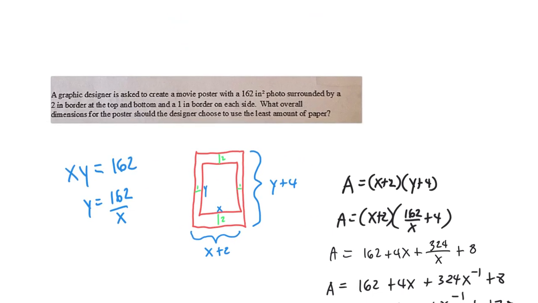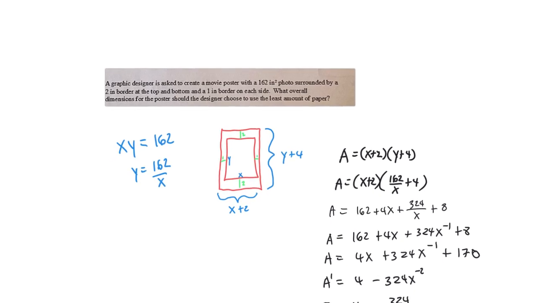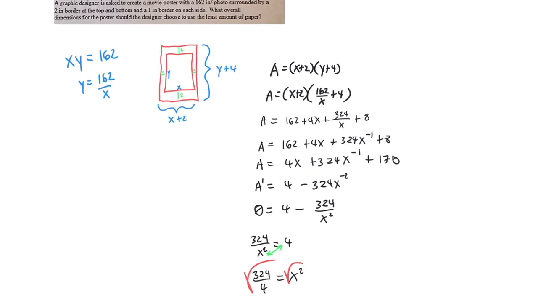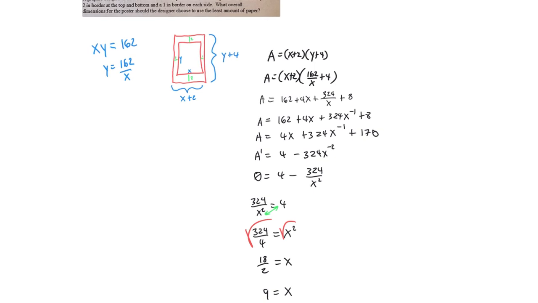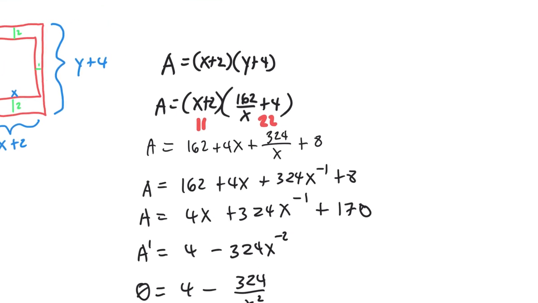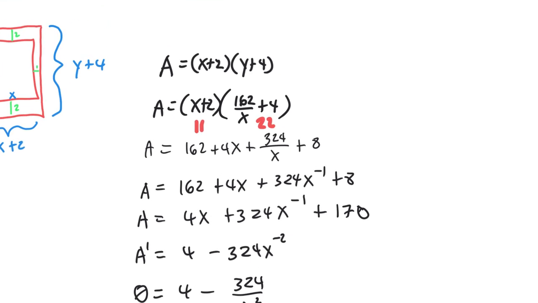So what overall dimensions for the poster should the designer use? Well, if x is 9, then this is 11. If x is 9 here, then this would be 22 if you were to work that out. All right, 162 divided by 9 is 18. 18 plus 4 is 22. So that's the answer to that one, 11 by 22.